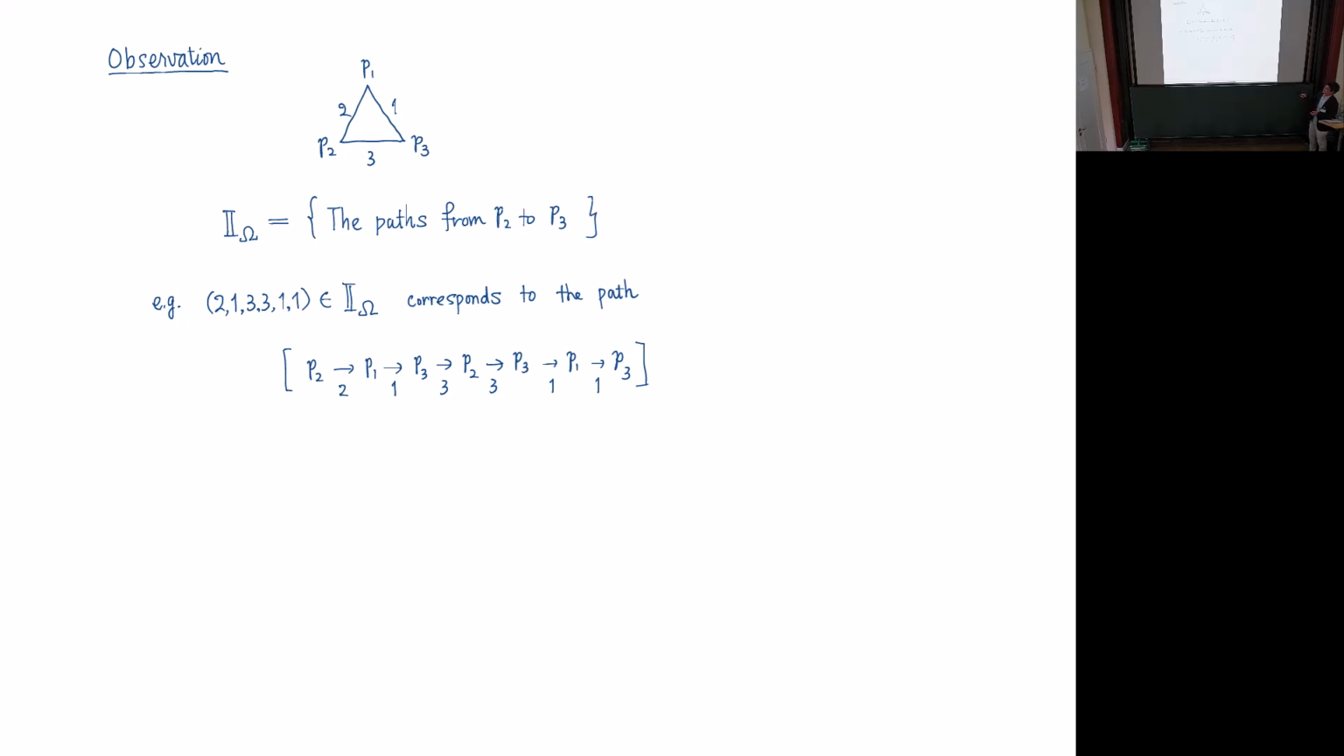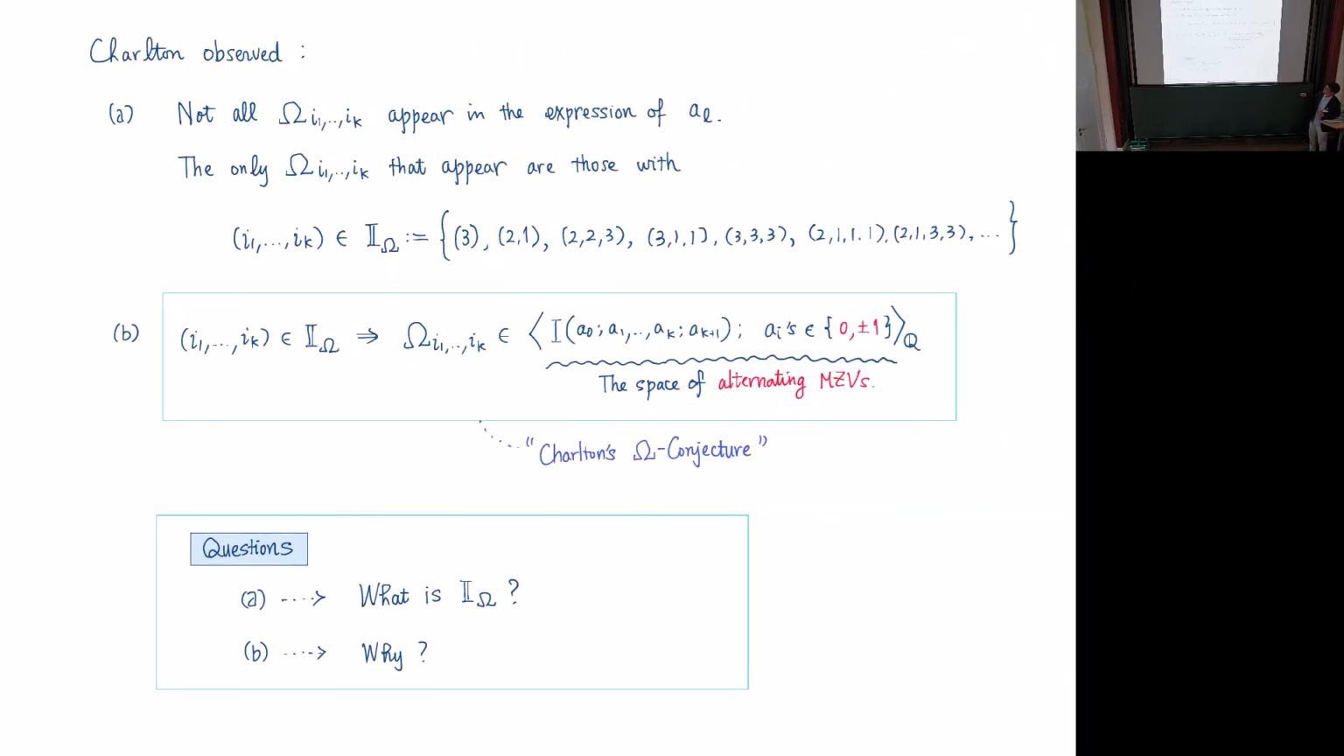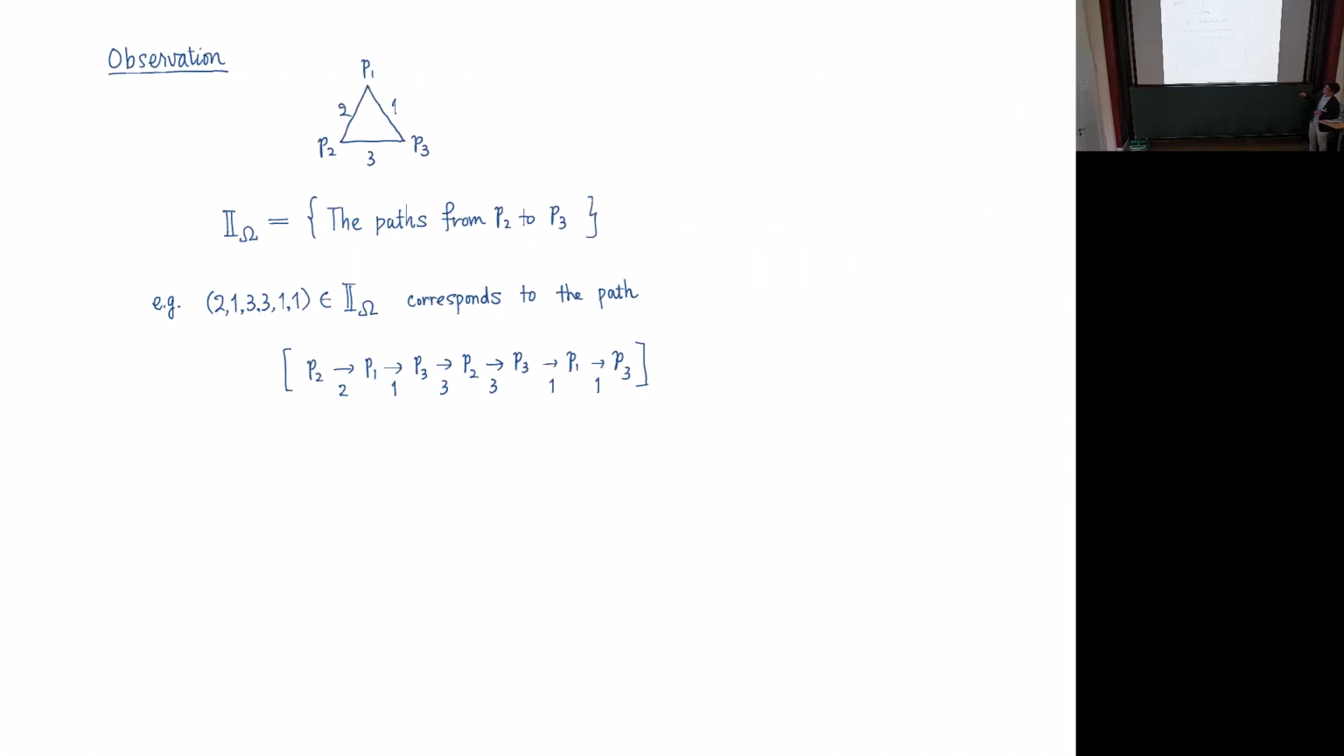So, for example, there's only one path of length 1. You can go this way, 3, and that appeared. And the next one, 2 1, is this way, and there are no other ways.